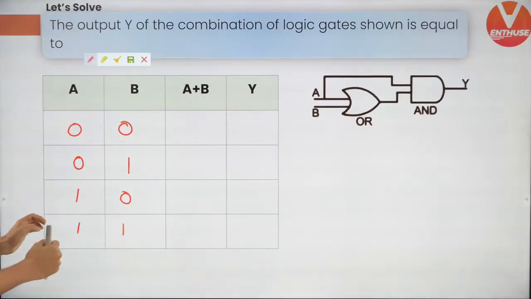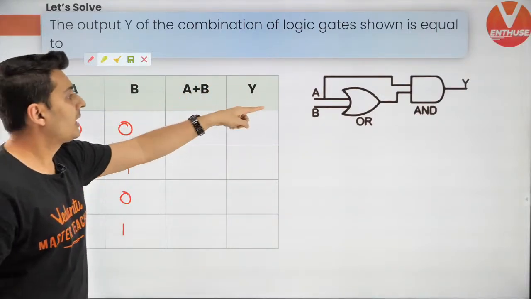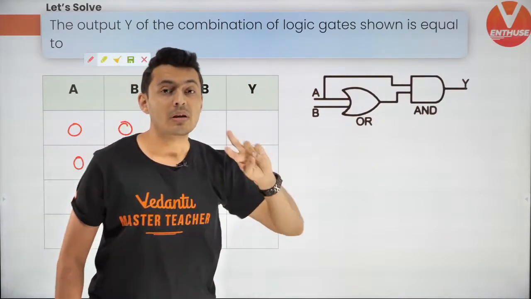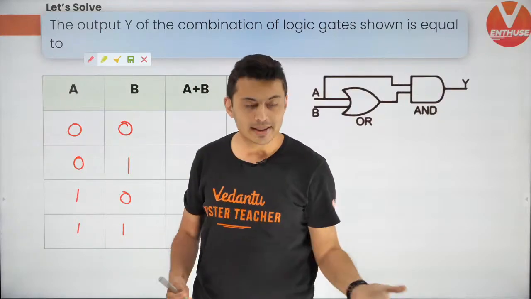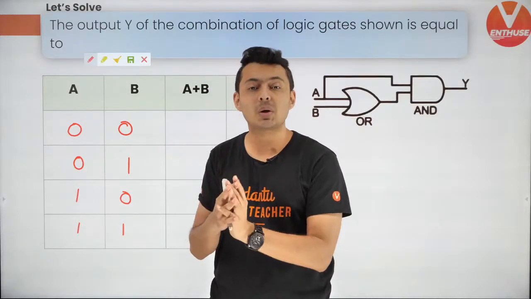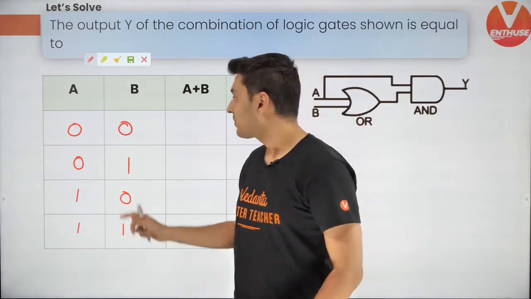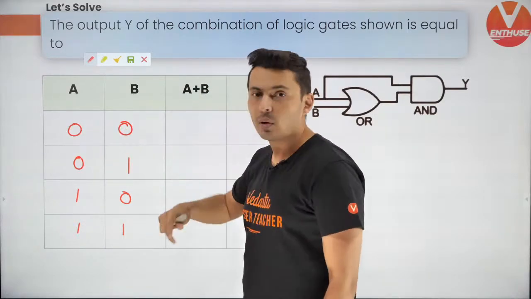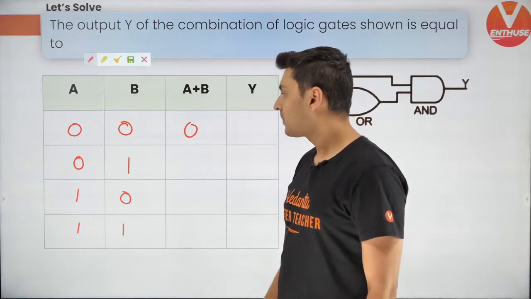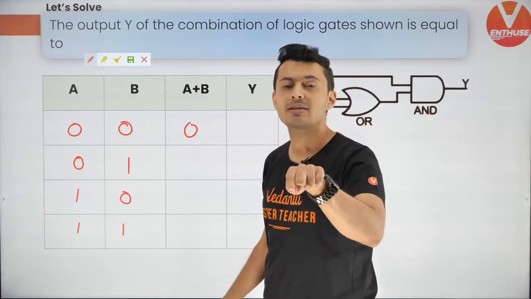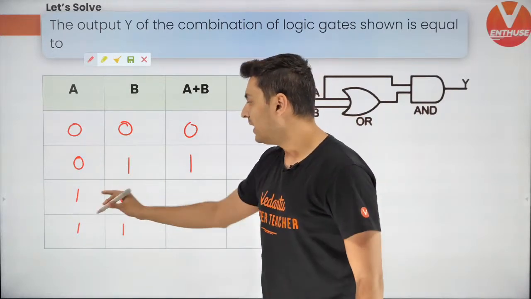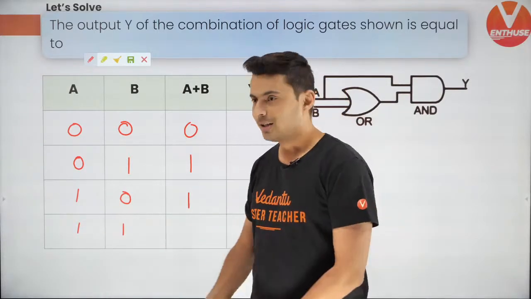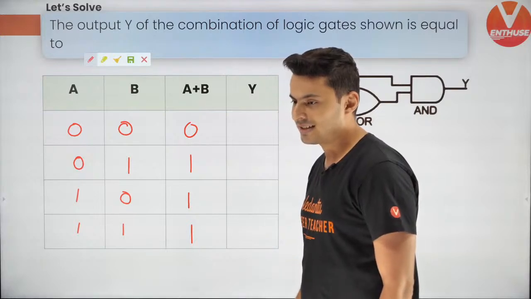Alright. Now think about it. A and B both go inside this operator, which is OR. OR means this or that. If either one of them is true, the net output is true. This is 0, this is 0. 0 or 0 is 0. Keep this in mind. 0 or 1, one of them is true. It is true. 1 or 0, one of them is true. It is true. Both of them are true. Very good. Then also it is true.